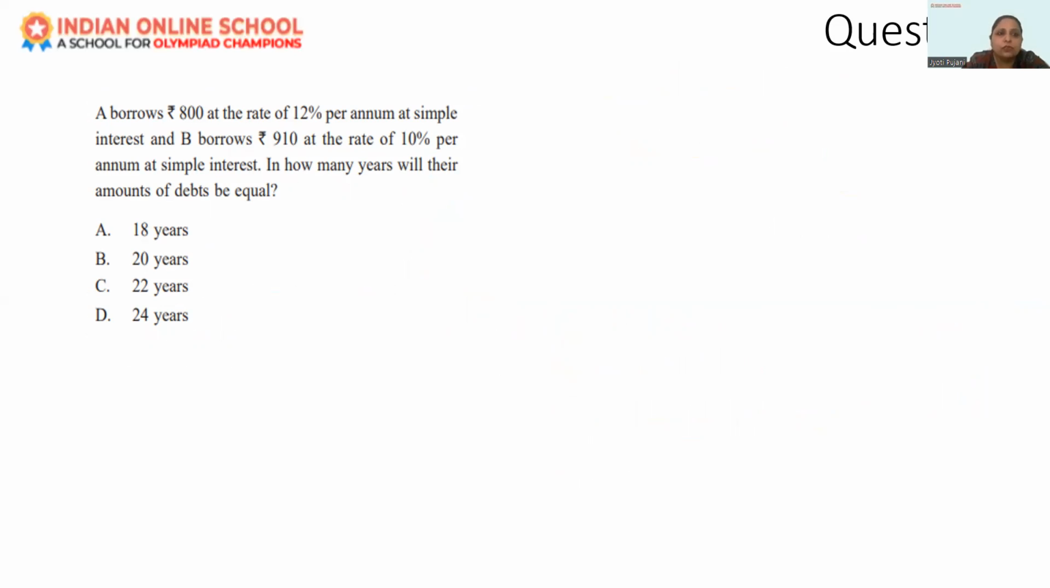A borrows rupees 800 at the rate of 12% per annum at simple interest, and B borrows rupees 910 at the rate of 10% per annum at simple interest. In how many years will their amounts of debt be equal? They are asking in how many years their debts will be equal.